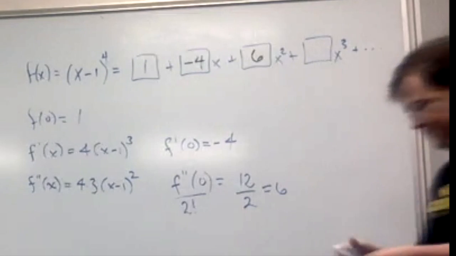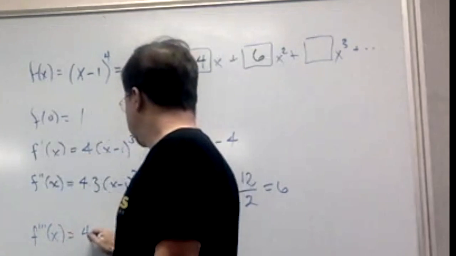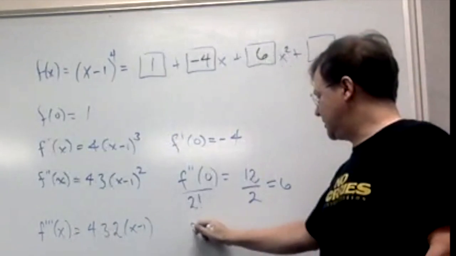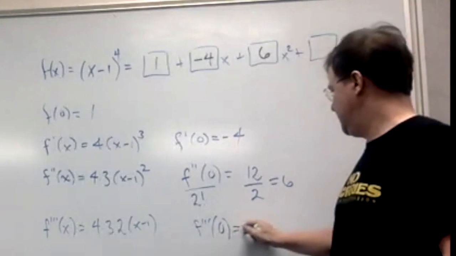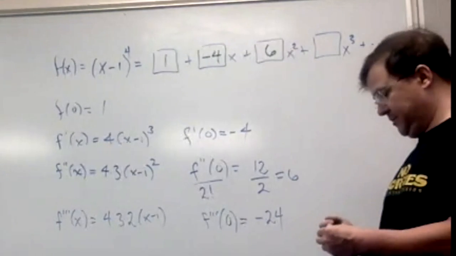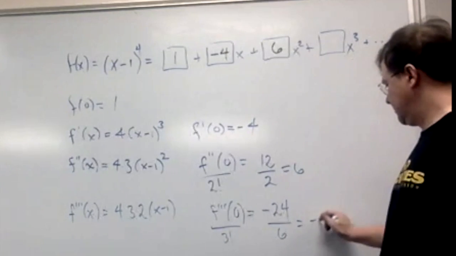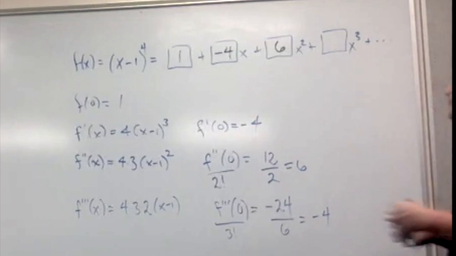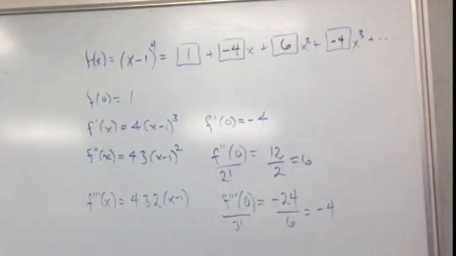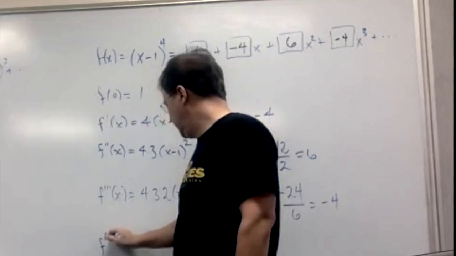And then you have 4 times 3 times 2 times x minus 1 to the 1st power. And if you plug 0 into the third derivative, you're going to get negative 24 divided by 3 factorial. Oh, negative 4, I'm sorry. So that's going to be a negative 4.